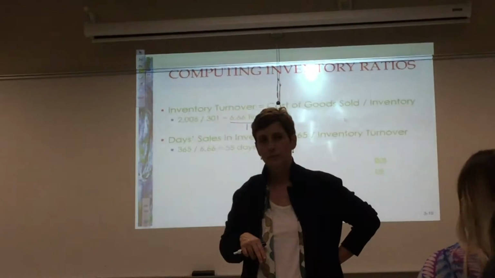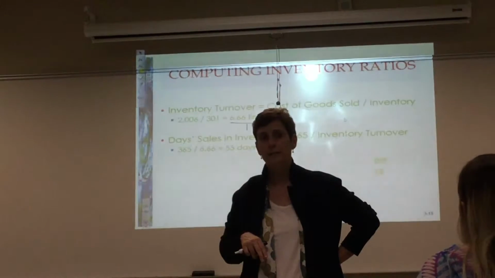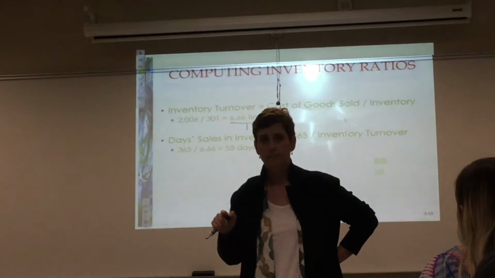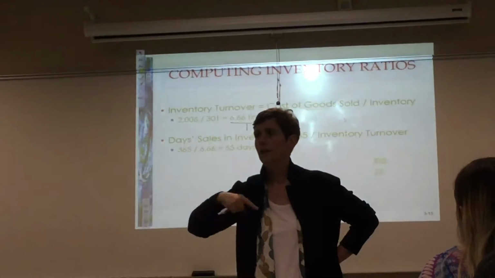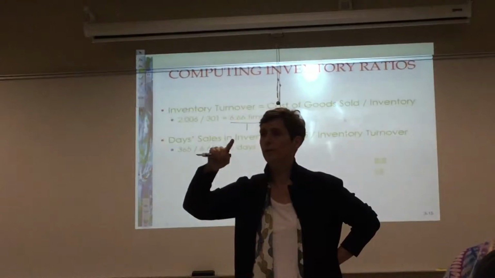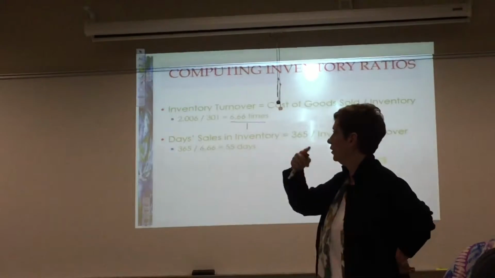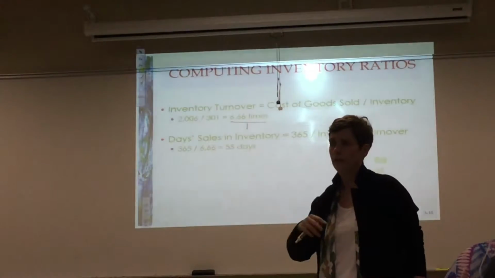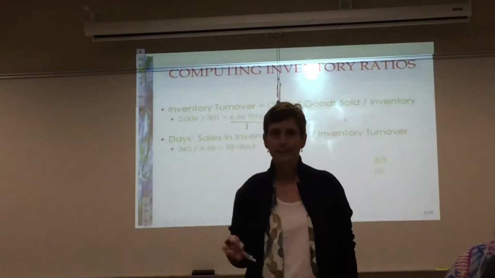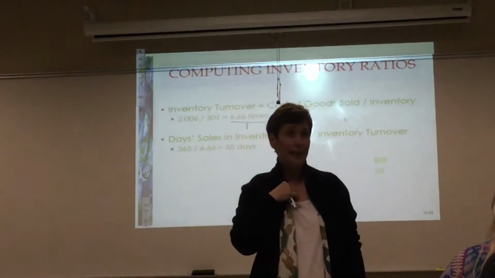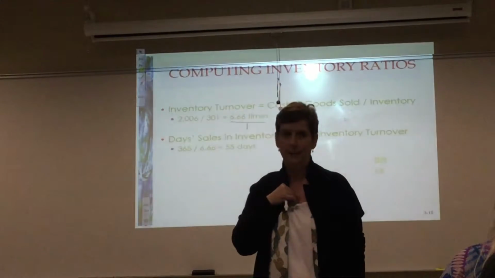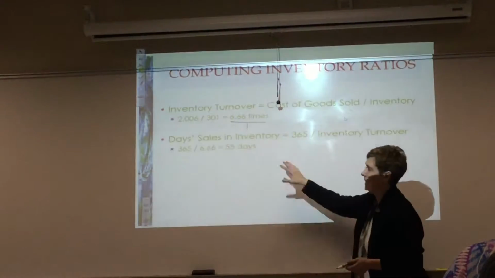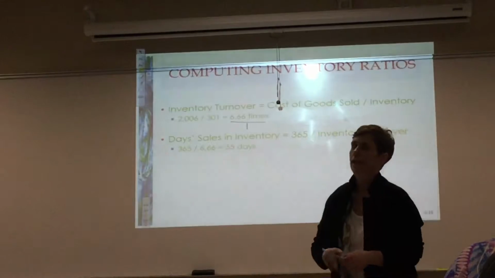Almost $7 worth of cost of goods. You can turn all of your inventory 7 times, re-up, and we will be turning our inventory over almost 7 times per year. In other words, replenishing the inventory 7 times per year. Now, for me, intuitively, I don't like thinking of it that way. I like thinking of it better in what we call days sales in inventory.